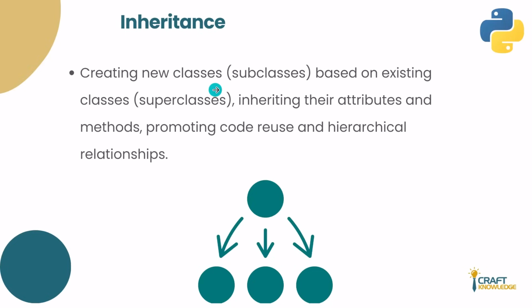Creating a new class, the subclass, or you can say the children class, based on existing classes, the superclasses, or you can say the parent classes, inheriting their attributes and methods. Obviously a class has only two things, attributes and methods, so we can inherit these things, promoting code reuse and hierarchical relationships. If I have defined code in a superclass or parent class, I want to reuse that code. I don't have to write it again. I'll give you an example.